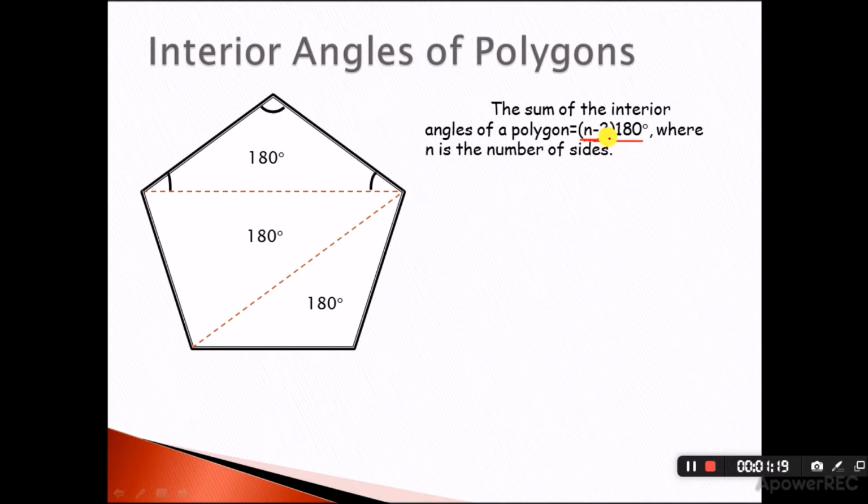Why n minus 2? As you can see, we can't draw a diagonal from this side to the adjacent side. You can draw diagonals only to non-adjacent vertices, so the pentagon is five sides minus 2. That's why we have 3 triangles, where n is the number of sides. Why are we multiplying it by 180? Because it's a universal fact that every triangle has a sum of 180 degrees.